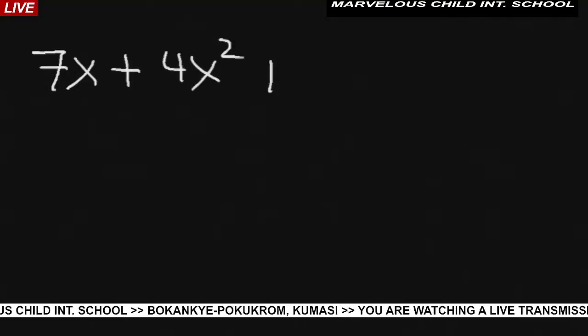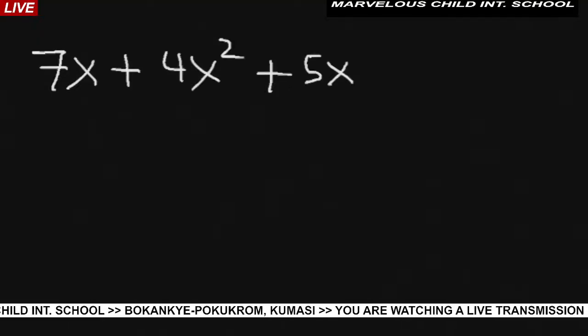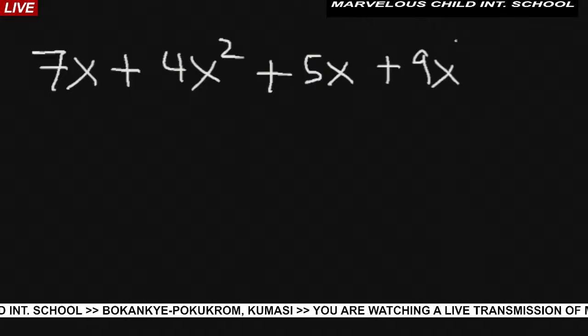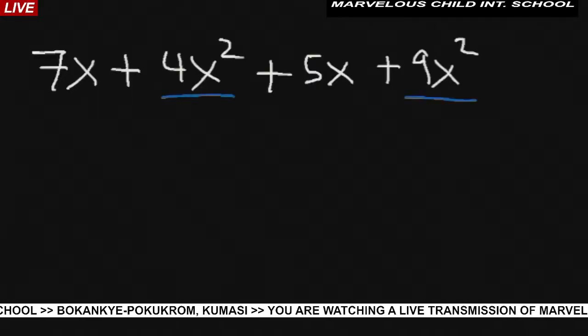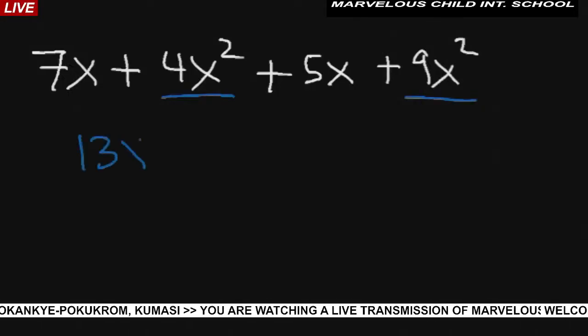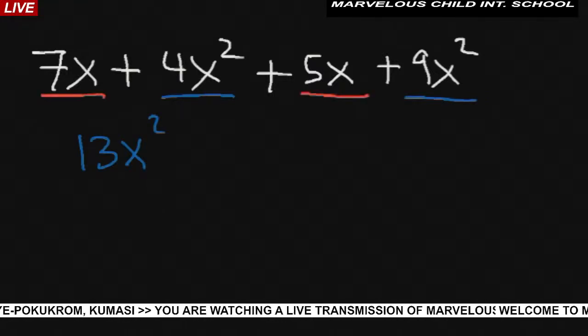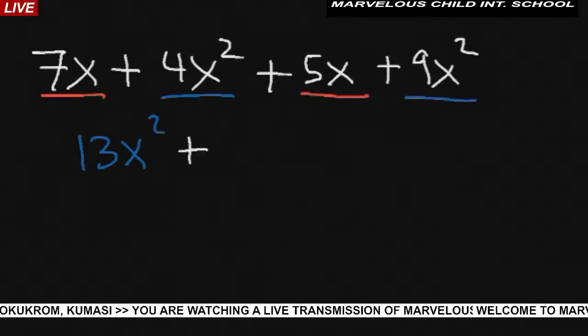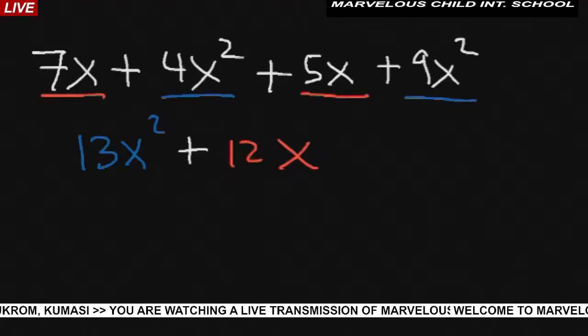Try this one. 7x plus 4x squared plus 5x plus 9x squared. So we can add the 4x squared and the 9x squared because they're like terms. They both have an x squared. 4 plus 9 is 13x squared. We can add the 7x and the 5x. 7 and 5 is 12. So this is the answer.